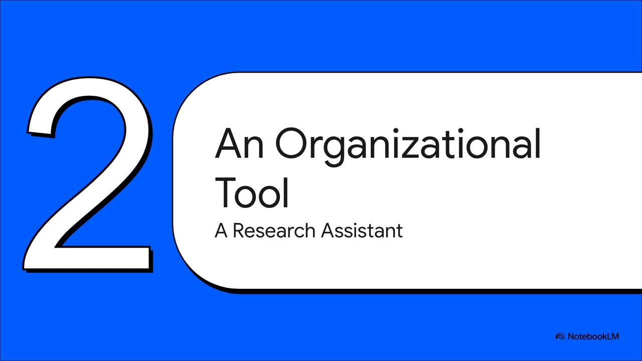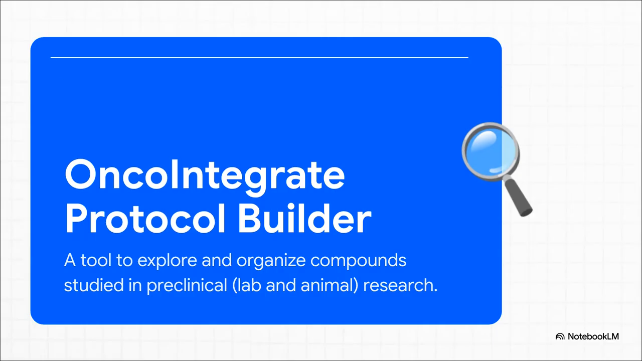Well, that brings us to the whole point of this explainer, a new kind of organizational tool. You can almost think of it as your own personal research assistant. So what is this thing? It's called the OncoIntegrate Protocol Builder. And at its core, it's a digital tool designed to help you explore and organize different categories of compounds. Now, here's the really crucial part to get. It's focus on compounds from preclinical research. That means lab and animal studies, stuff that has not yet been proven as a human treatment.